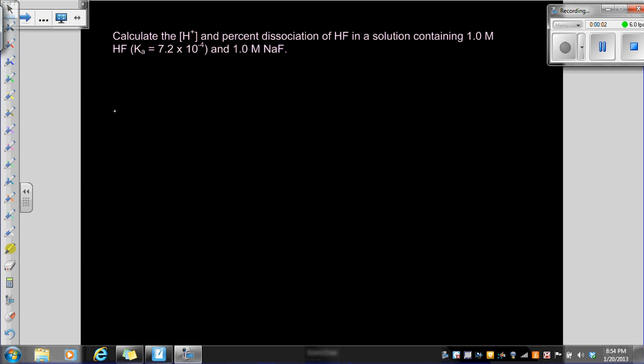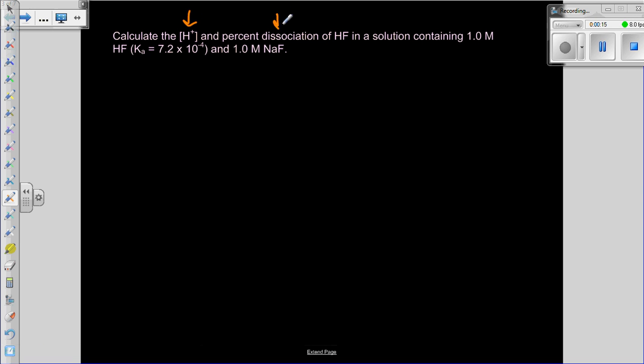This video is going to show you how to do calculations with common ions. So the first thing we're going to do here is calculate the H plus and percent dissociation of hydrogen fluoride in a solution containing 1 molar hydrogen fluoride and 1 molar sodium fluoride.